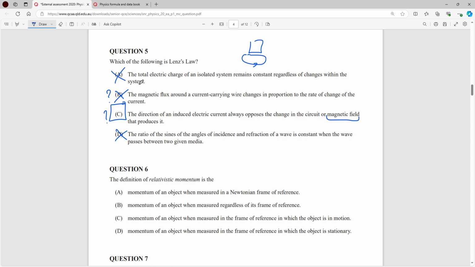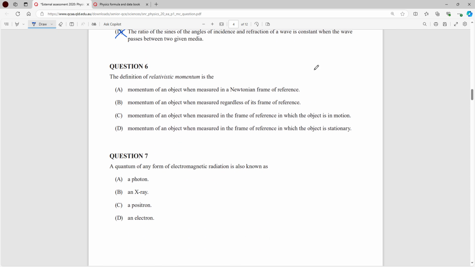Okay? Right, let's take a look at 6. Relativistic momentum. That's talking about this one here. So this is from special relativity. So let's just see which one's talking about that. The momentum of an object when measured in a Newtonian frame of reference. Newtonian frame of reference doesn't account for special relativity, so that can't be it, okay?